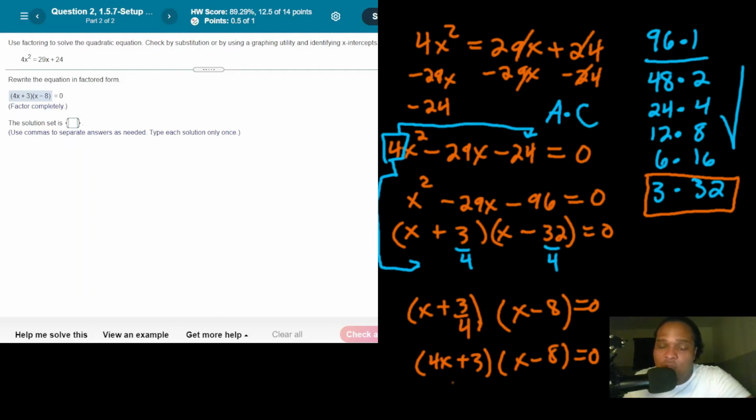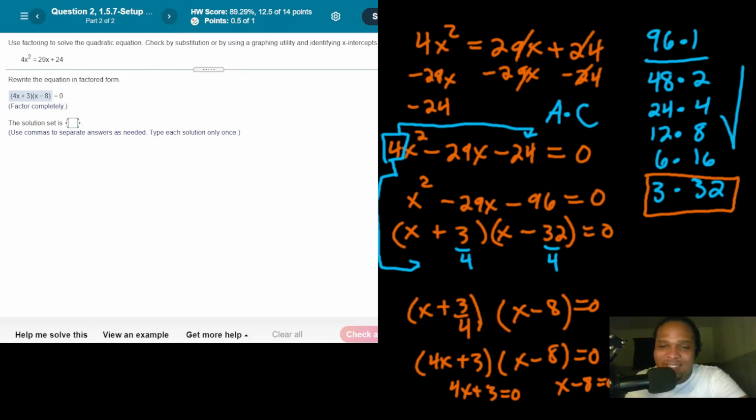You're going to get 4x plus 3 is equal to 0. And you're also going to get x minus 8 equals 0. And we should be okay. Just go ahead and solve for them separately. And look, we're going to get negative 3 over 4 again, okay? Subtract the 3, divide by 4.